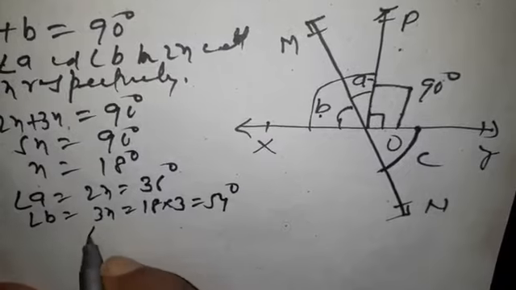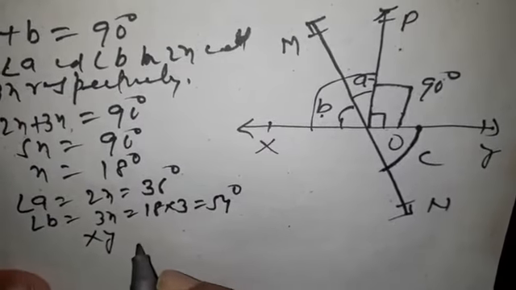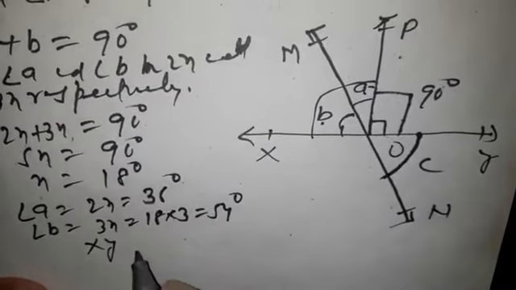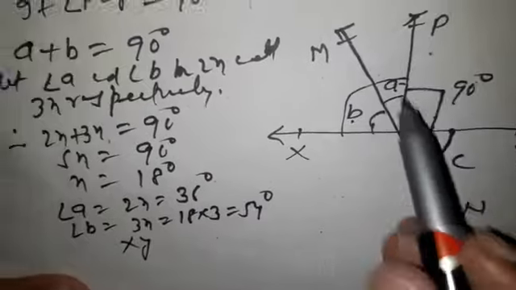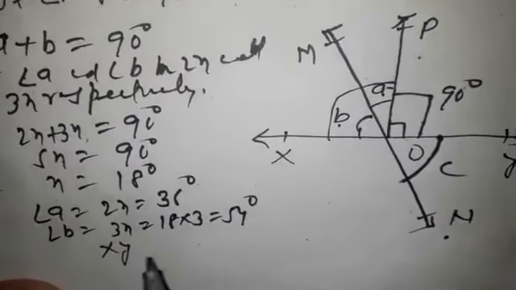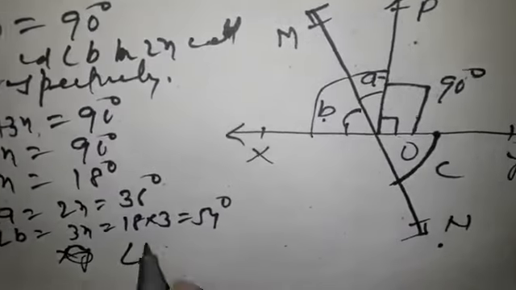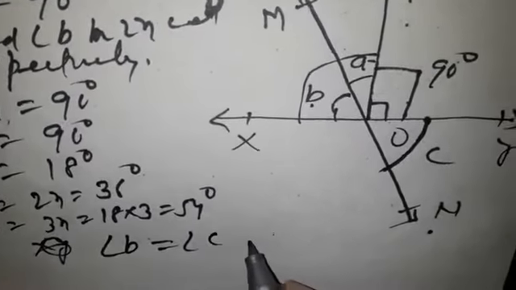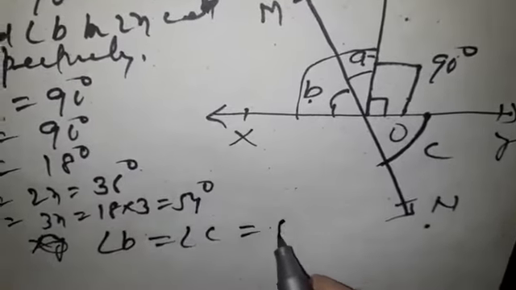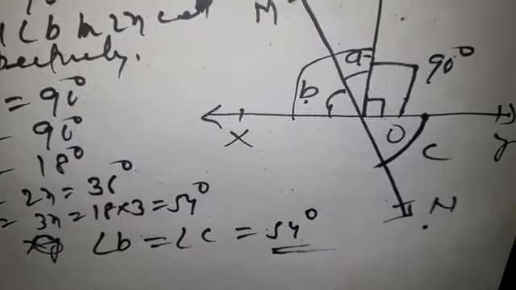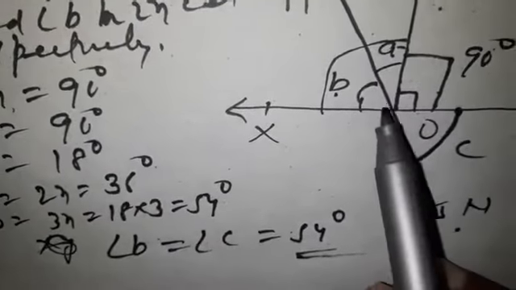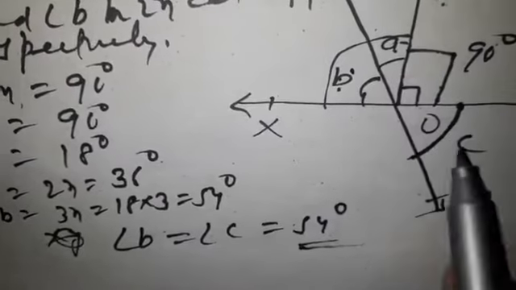Now XY intersects MN here. So obviously angle B is equal to angle C. Angle B is 54 degrees, so angle C is also 54 degrees, because angles B and C are vertically opposite angles.